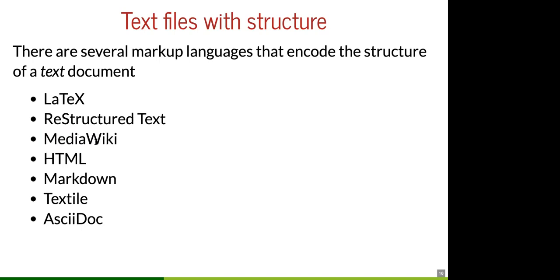MediaWiki, Wikipedia. Wikipedia is also written as text files with a particular markup. HTML, we make webs, and there are some alternatives to Markdown called reStructuredText, Textile, AsciiDoc, essentially the same philosophy. So I tried some of them, but eventually what happened to me is that I realized that, I mean, Markdown kind of dominated.